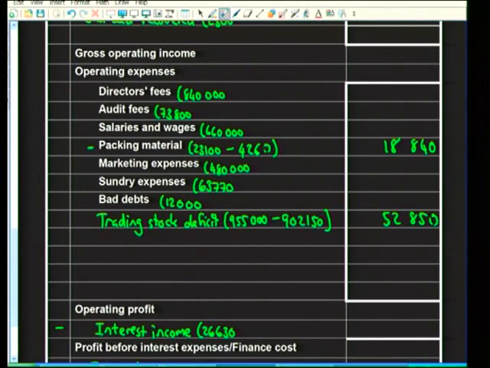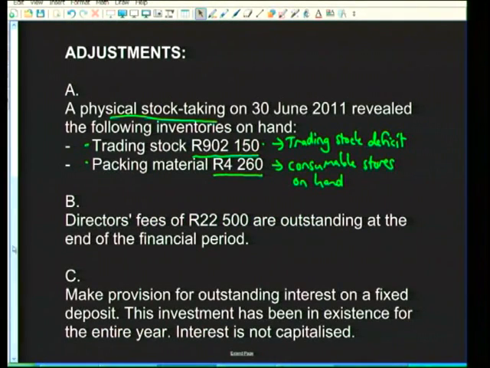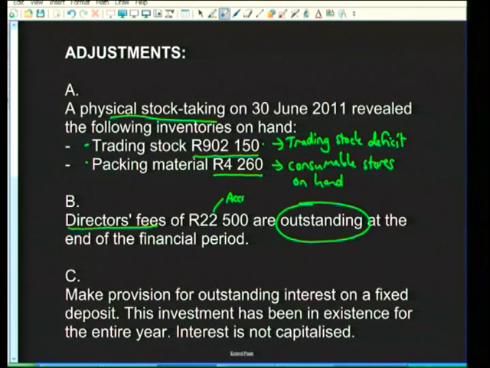Let's have a look at the second one. The second one says that directors' fees of 22,500 are outstanding at the end of the financial period. All that simply means is that these directors' fees have not been paid yet. We owe those directors 22,500 Rand. So we could see that this would be an accrued expense.